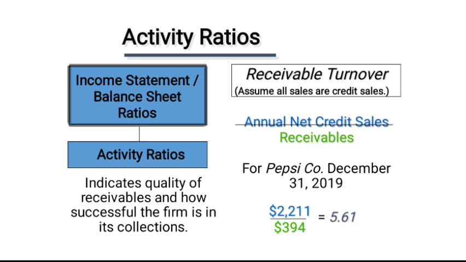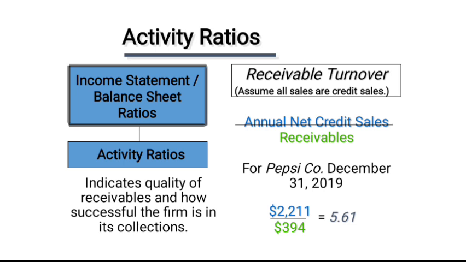What activity ratio is, how we can get the details of the effective quality of receivables, and how successful the firm is in collection of its activity. So starting with activity ratio, we first need to collect the income statement and balance sheet ratios, and from them we will get these things. Activity ratio, what is it all about? It indicates the quality of receivables and how successful the firm is in its collections.